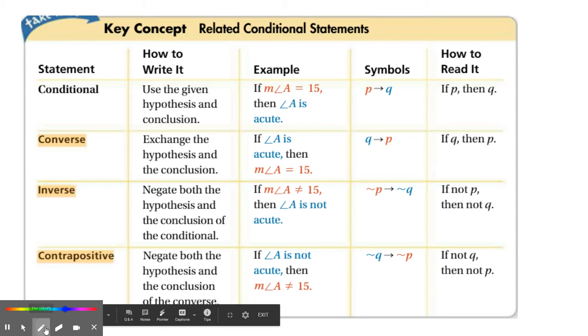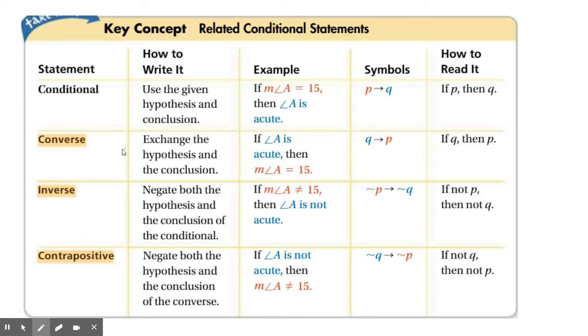If you remember the top two from the first video, conditional is what you start with, converse is where you exchange the hypothesis and the conclusion from the conditional. So now the two new ones are the inverse and the contrapositive. The inverse negates both the hypothesis and the conclusion of the conditional. So it's related to the conditional, it just is the negation of both parts of the conditional. Whereas the contrapositive negates both the hypothesis and conclusion of the converse. So from the conditional, from the one statement, I can write a converse, an inverse, and a contrapositive, okay?